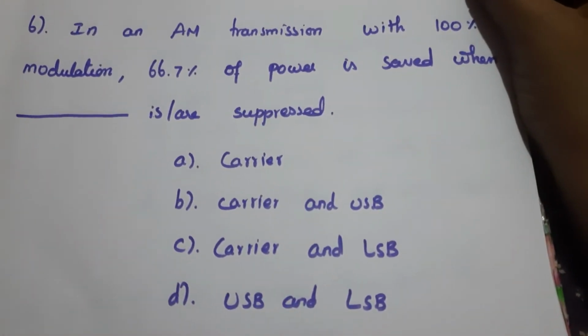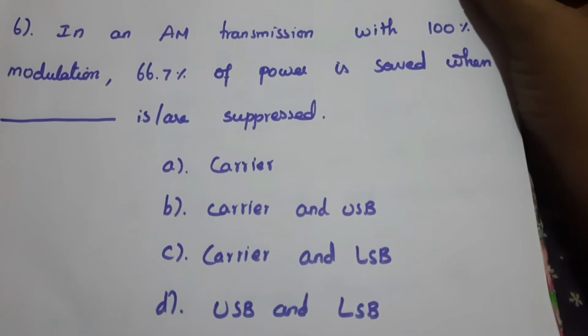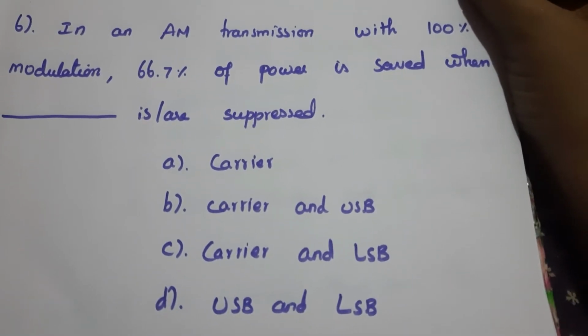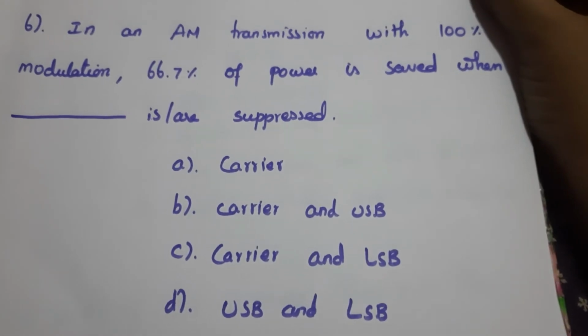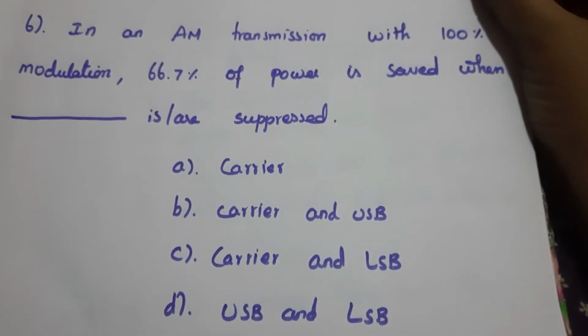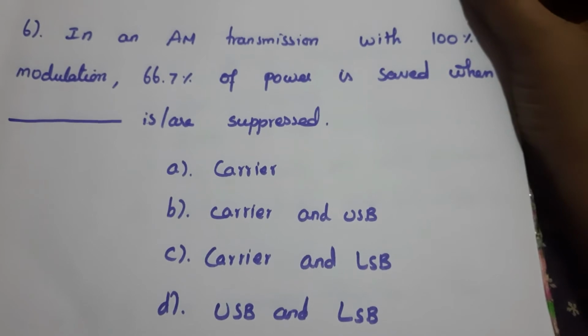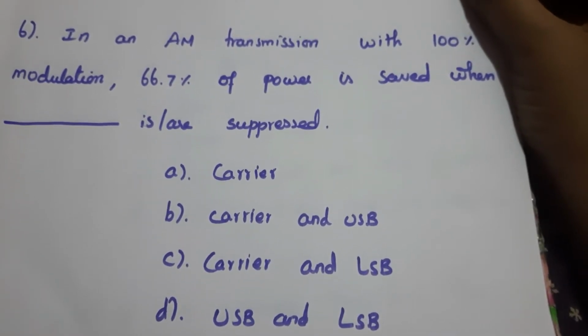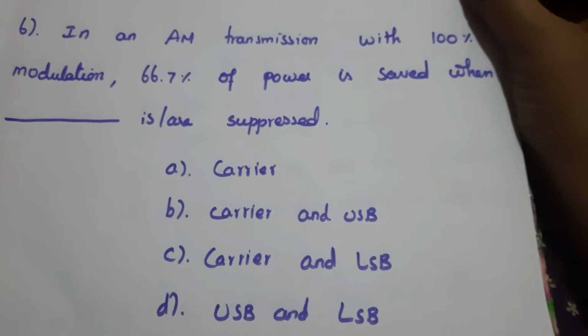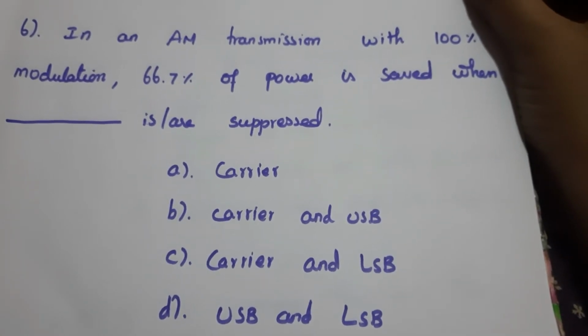Sixth question, in an AM transmission with 100% modulation, 66.7% of power is saved when dash is suppressed.